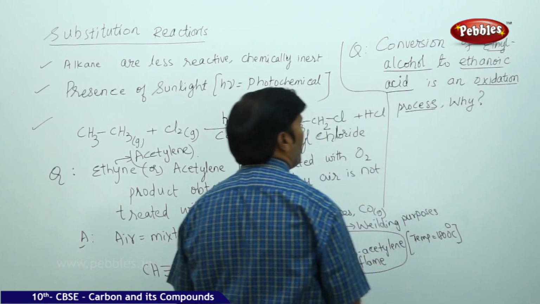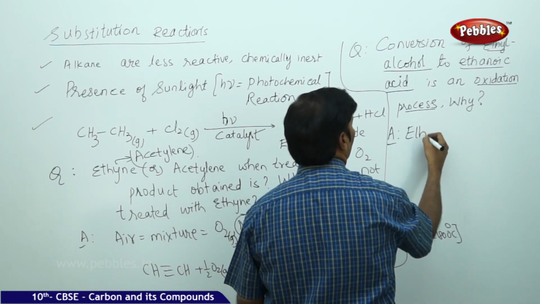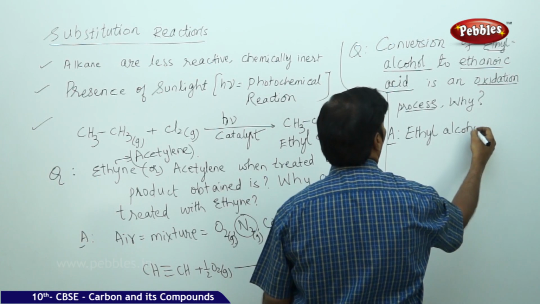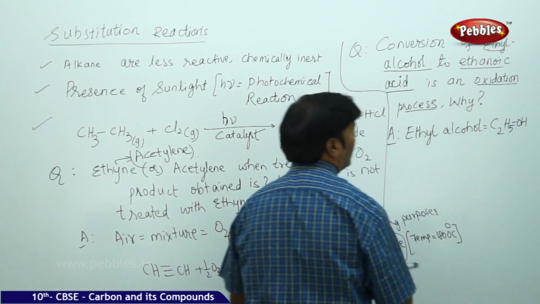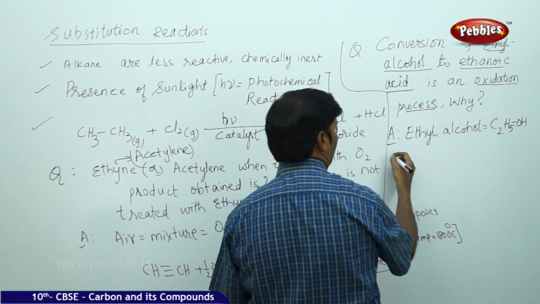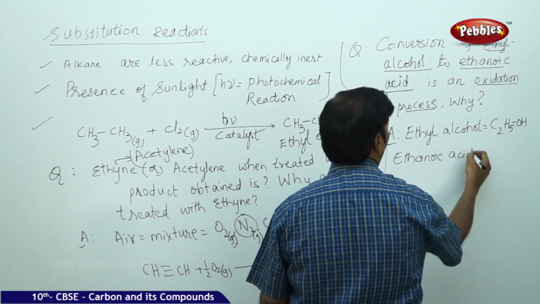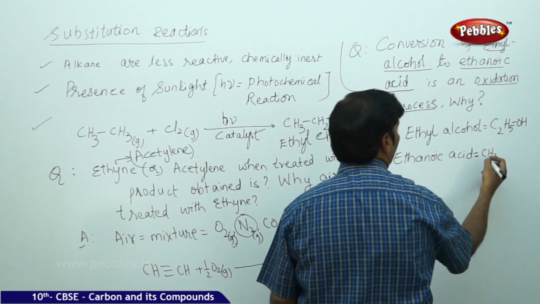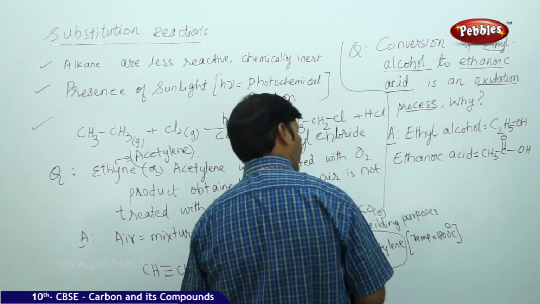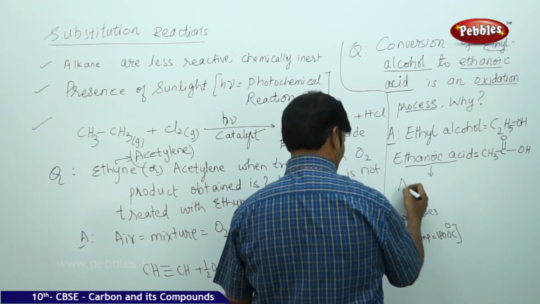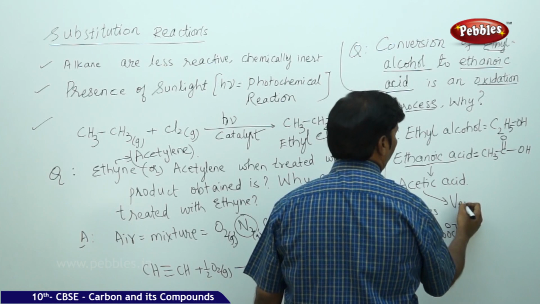The reason is that ethyl alcohol has the formula C2H5OH. Then you can go for ethanoic acid, CH3-C double bond O, single bond OH. Ethanoic acid is also called acetic acid. Acetic acid is also called vinegar.